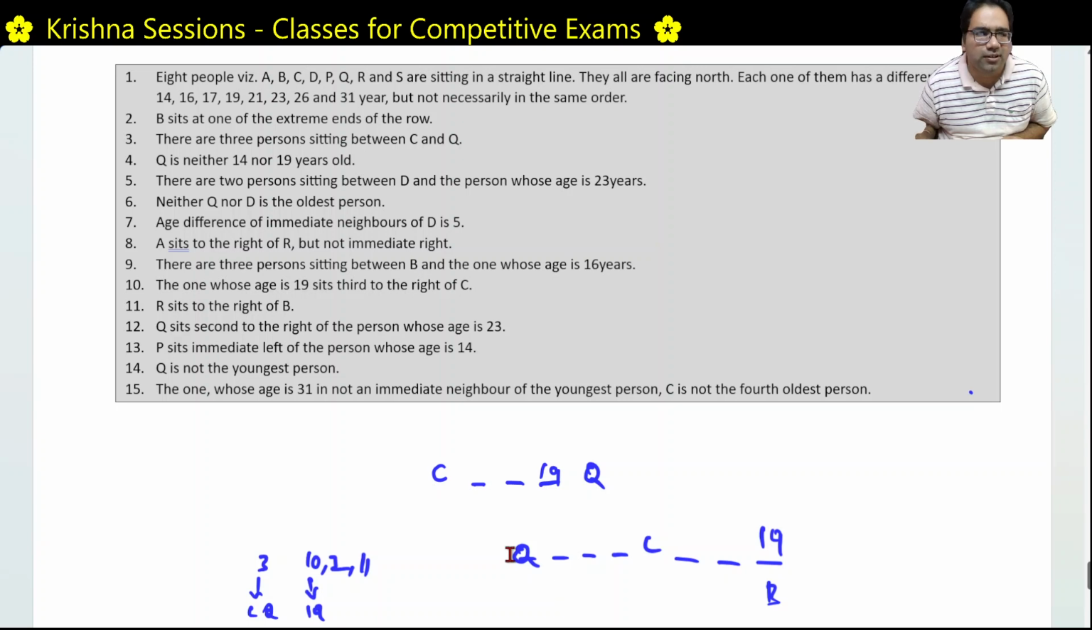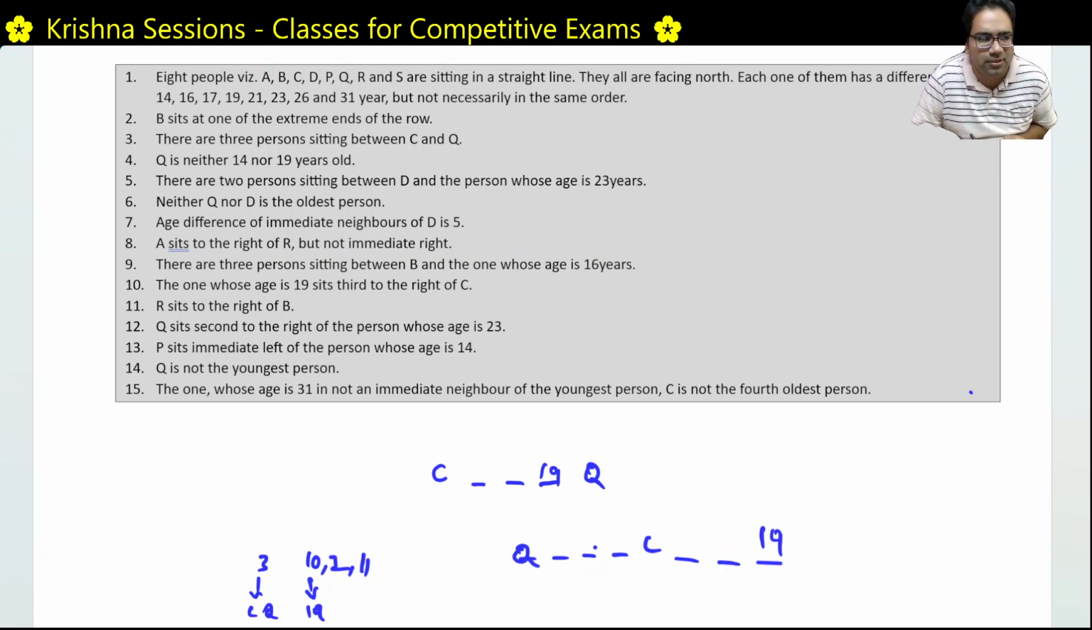If Q is sitting to the left of C with 3 slots in between, and if this 19 guy has to sit right of C, then B doesn't have a place. Right, because B cannot be on the right extreme, because according to rule number 11 and 2, there is some R which is to the right of B.